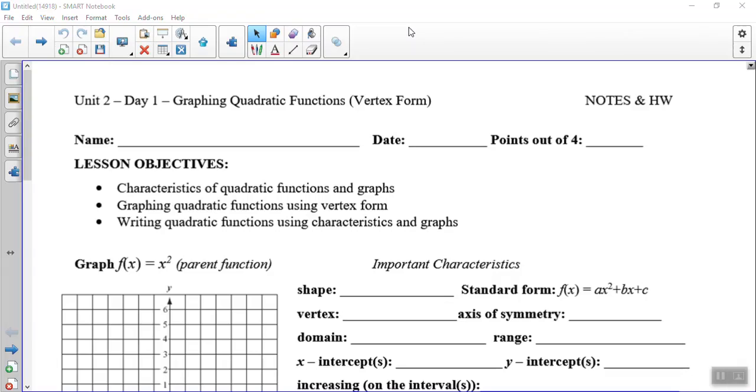Hello, this is the video for Unit 2, Lesson 1. We're starting our unit on quadratic functions. The first thing we're looking at is graphing a quadratic function using vertex form.